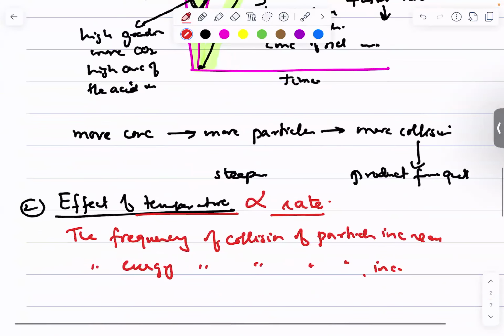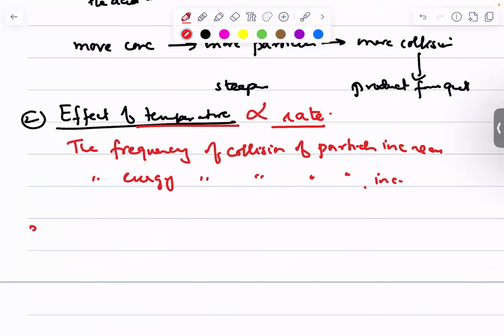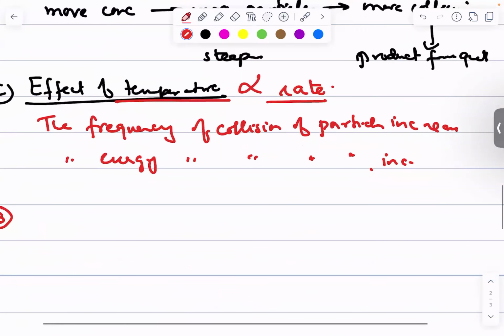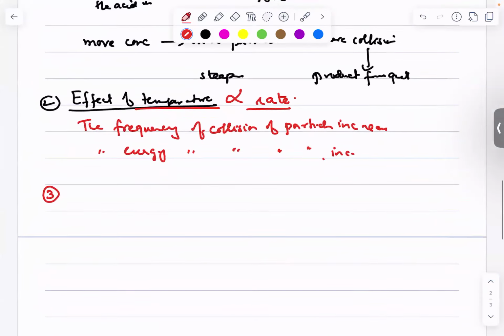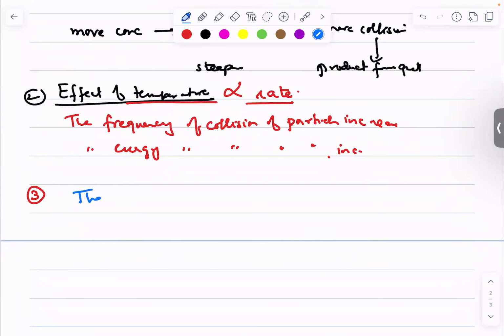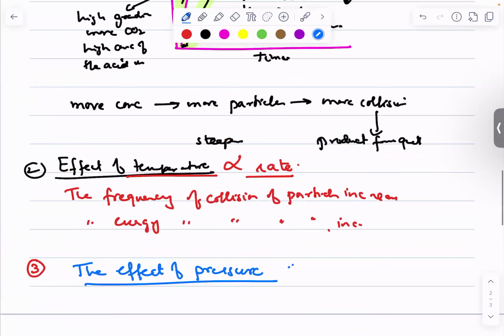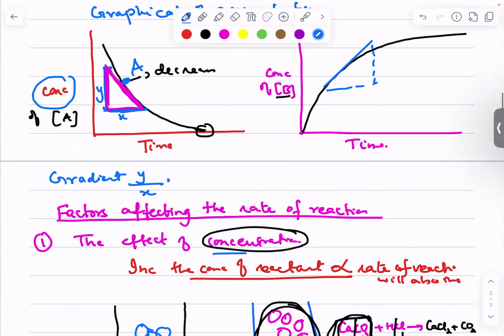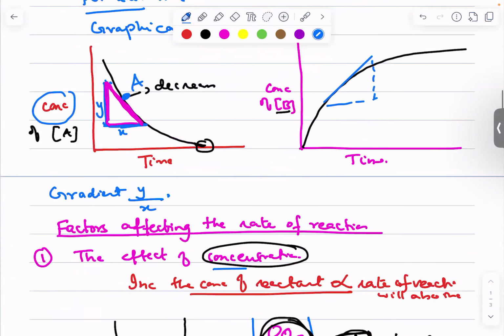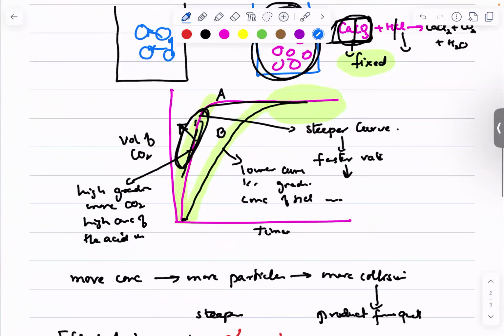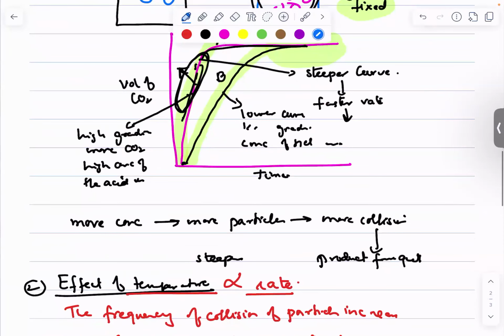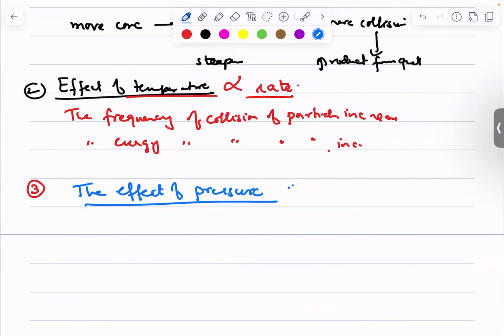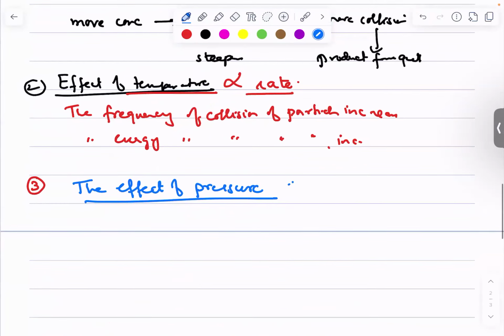If something is bothering you, please ask. All right. Now the third one is the effect of pressure. Actually, these are three big topics. The first one we have already done, the rate of the reaction and the factors affecting the rate. Then comes collision theory, and then comes the Maxwell-Boltzmann distribution curve. I'll try my level best to complete all of them today.